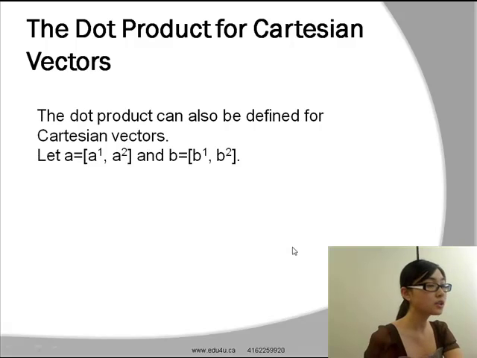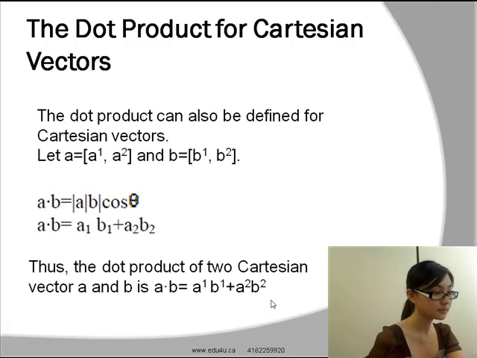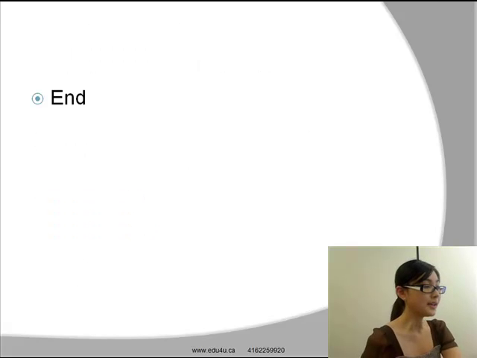The dot product for Cartesian planes. The dot product can also be defined for Cartesian vectors. Let A equal (A1, A2) and B equal (B1, B2). A dot B will be equal to A1 times B1 plus A2 times B2. Thus, the dot product of two Cartesian vectors A and B is A dot B equal to A1 B1 plus A2 B2.